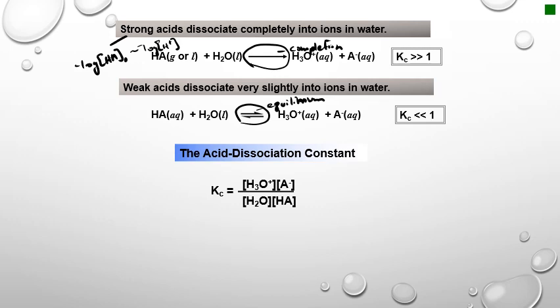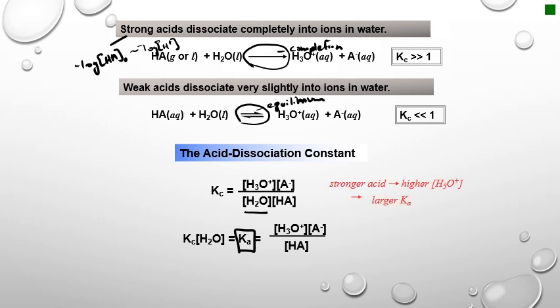Remember, whenever we have equilibrium reactions, if I have a liquid or a solid, they get excluded. So the Kc would get multiplied by the H2O concentration, and that's going to give us our new constant, the Ka. And that's going to be set up and equal to the H3O plus times the A minus divided by the HA. Remember, the stronger the acid is, the higher the H3O plus concentration will be.